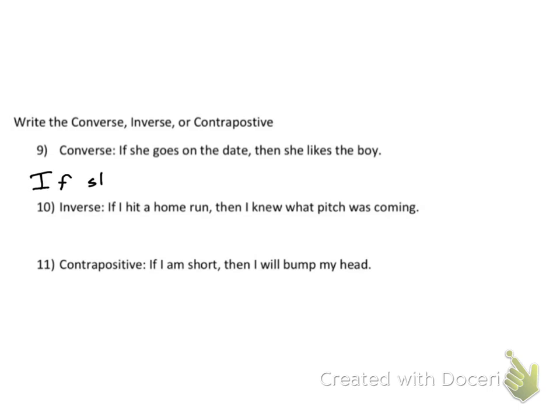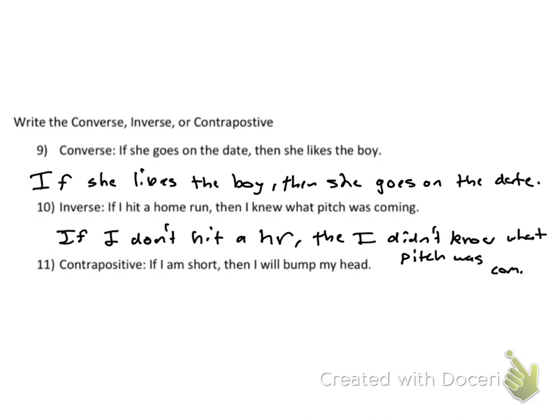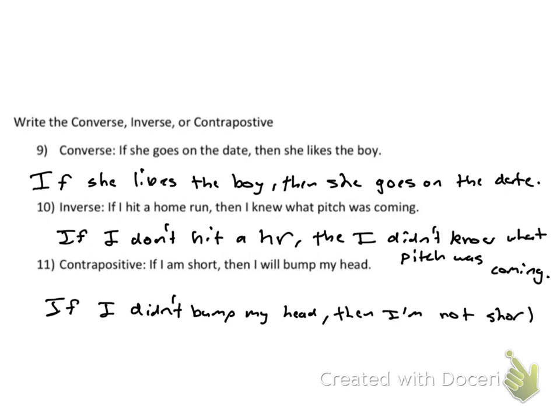Number 9, the converse is it's flipped, right? So, if she likes the boy, then she goes on the date. 10, the inverse means it's going to be the opposite. So if I don't hit a home run, then I didn't know what pitch was coming. Then the contrapositive is both. You're flipping it and making it the opposite. So if I did not bump my head, then I am not short.